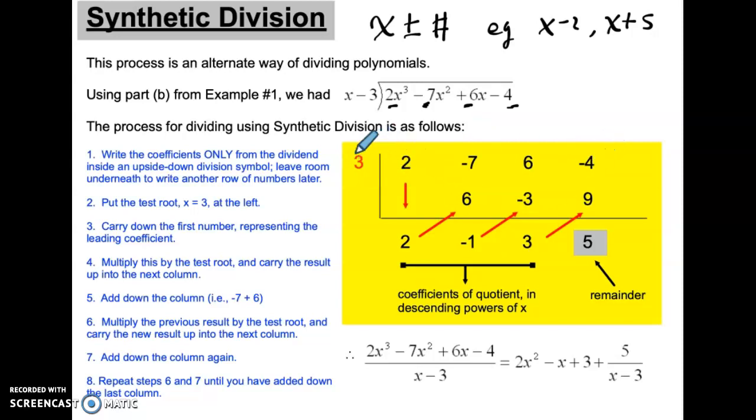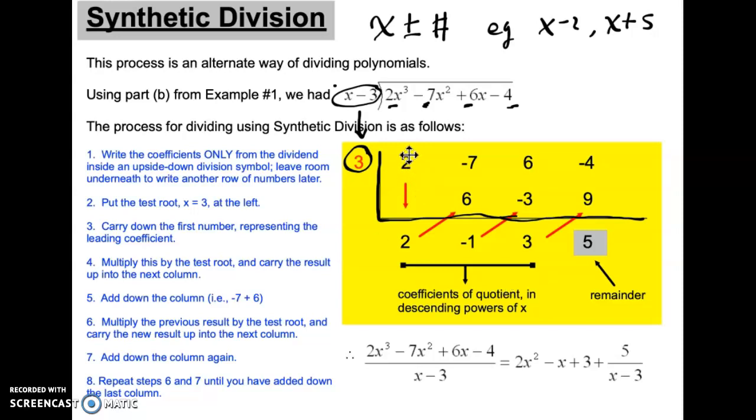Okay? And then this 3 we get by looking at our divisor and thinking, what would have been the root? What would make that 0? A 3 would make it 0, so we place a 3 right here. Okay? And then we would have drawn this line. And that's how we would have started doing synthetic division.